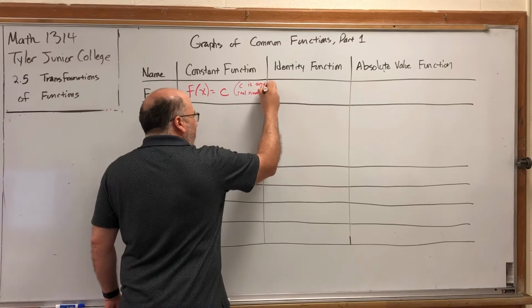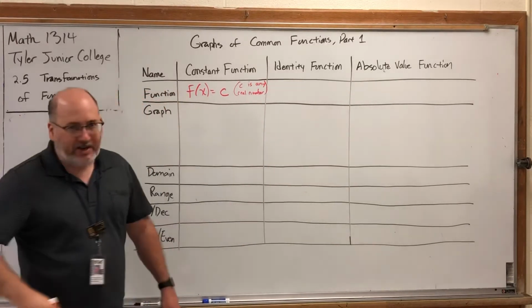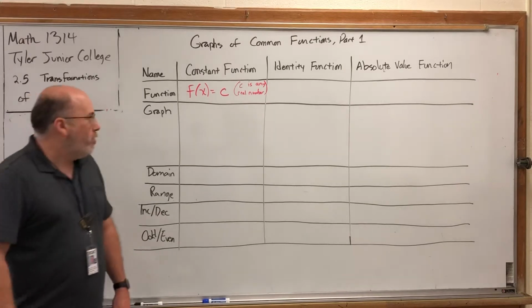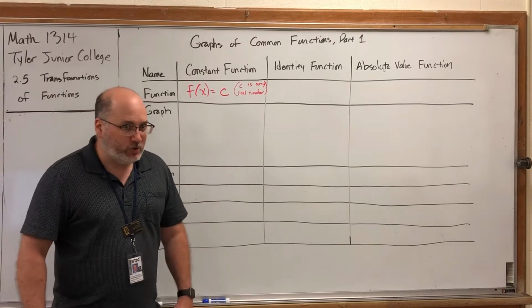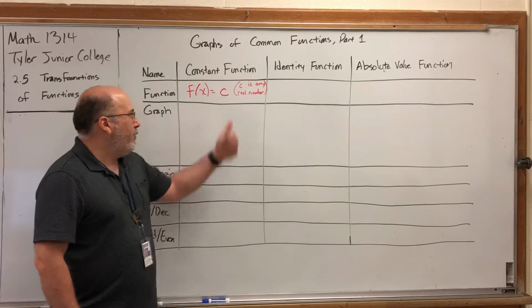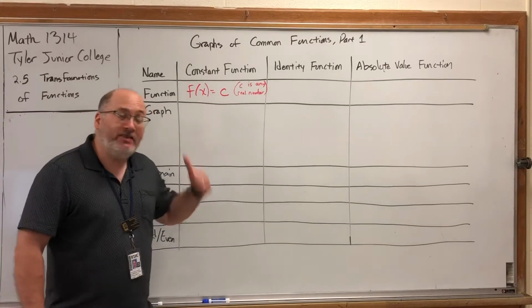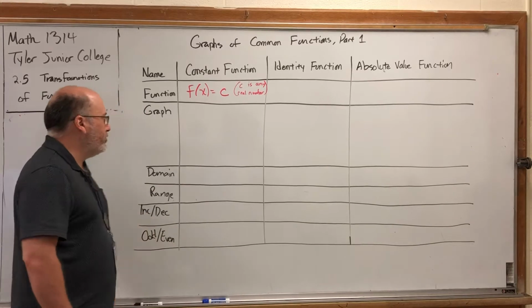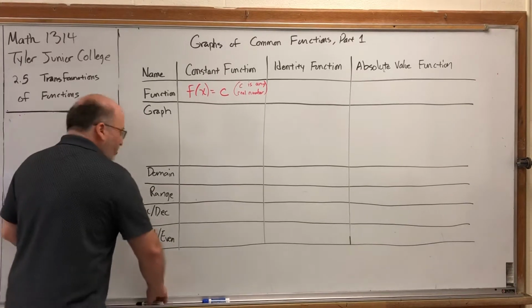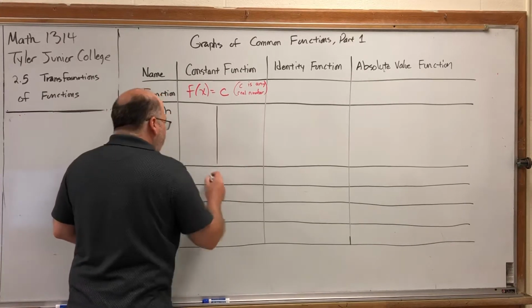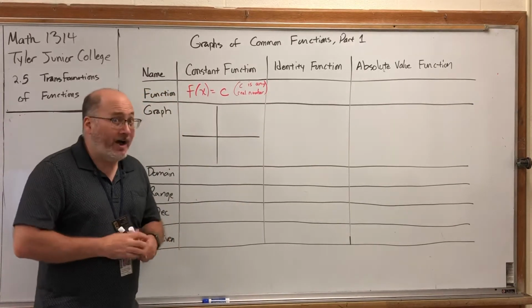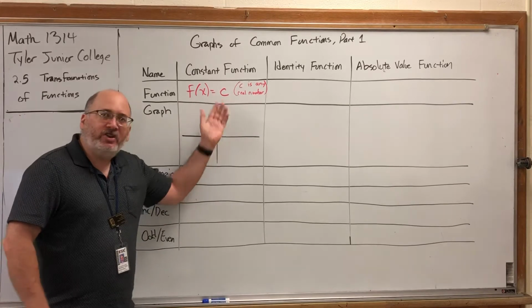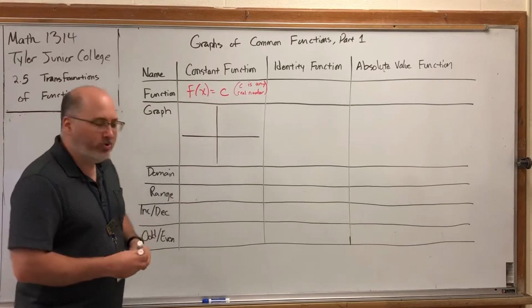So it could be f of x equals 7, which means give me any input and the output will be 7. Or it could even be something as weird as f of x equals negative square root of 2 over 2. As long as the output is a constant and is independent of the input, it's a constant function. Now what would the graph of this look like? Remember that f of x is just another way of saying y, so this is y equals a constant, and the graph of y equals a constant is a horizontal line.